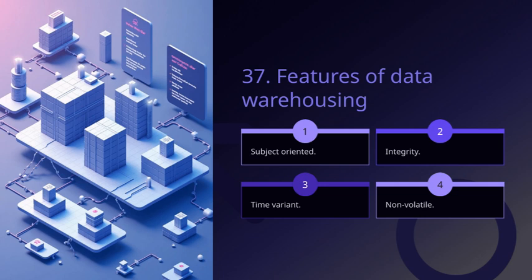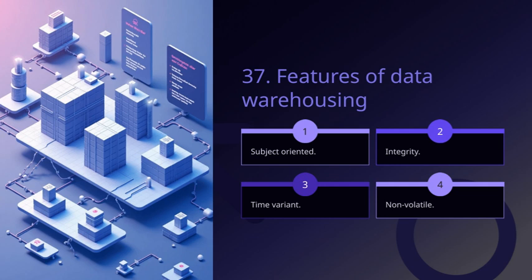Let's take a closer look at some of the key features of data warehousing. First, non-volatility. This means that once data is stored in the warehouse, it doesn't change or get deleted easily. It's stable, allowing us to analyze historical data without worries about it being overwritten. Next up is integrity. Ensuring data integrity is crucial because it guarantees that the data we work with is accurate and reliable.